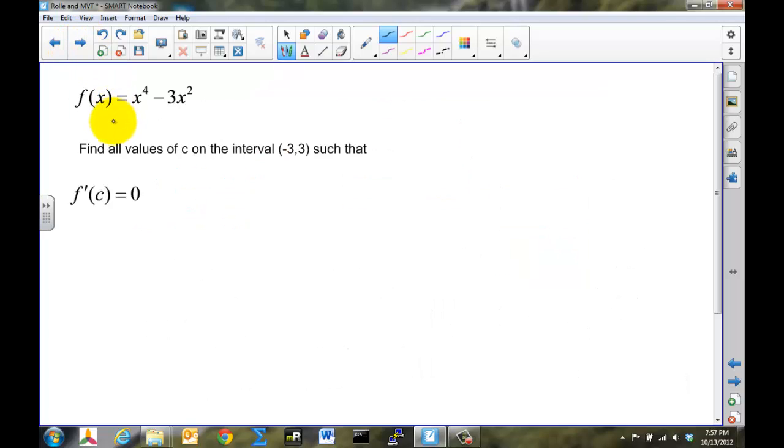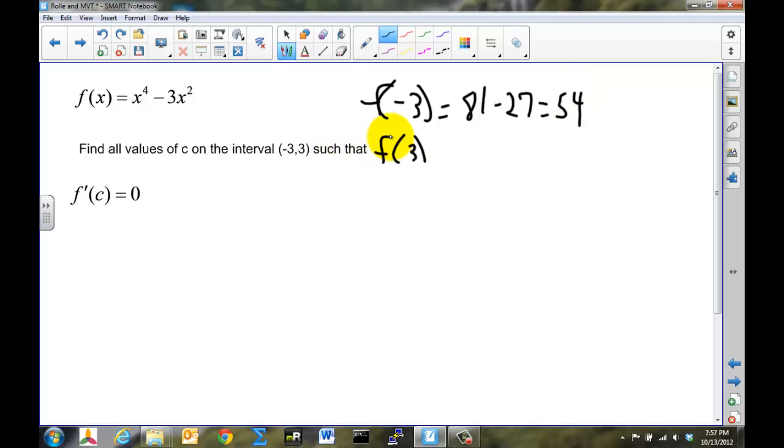Well, let's go ahead to another problem. Find all values of C on the interval -3 to 3 such that f prime of C equals 0. Well, do there have to be any values? Well, let's quickly just decide that. What is f of -3? If we put that in there, we get 81 minus 27, which I think if we subtract that is 54. What happens if we put 3 in there? Again, we get 81 minus 27, so that's 54 also.